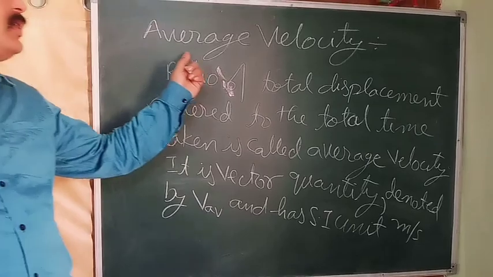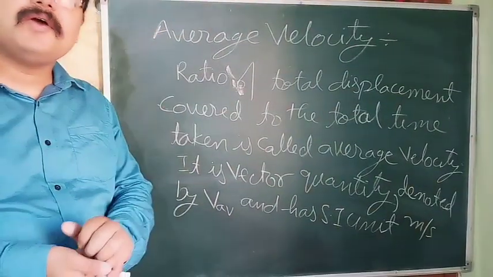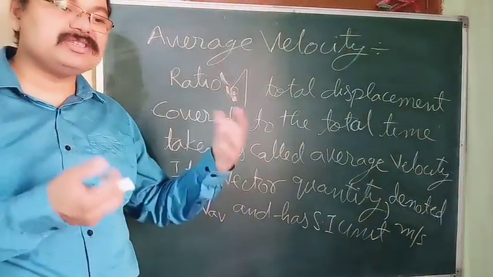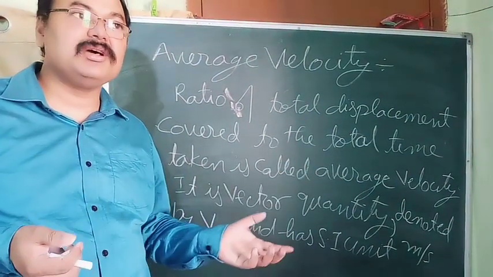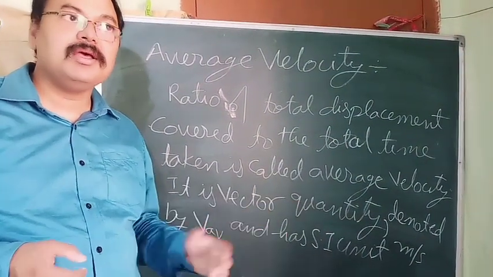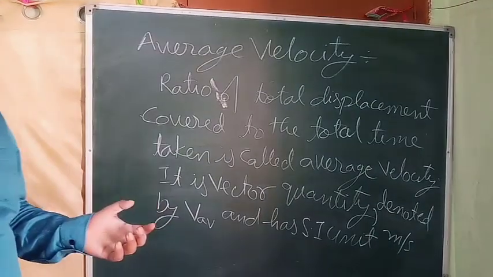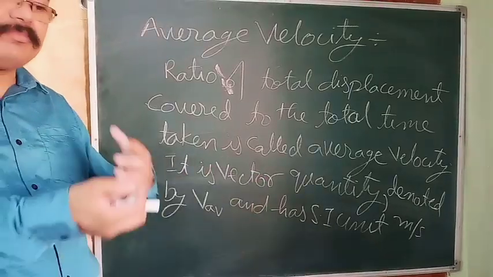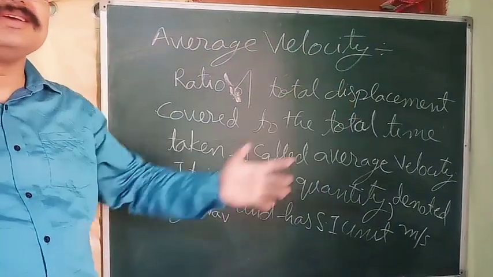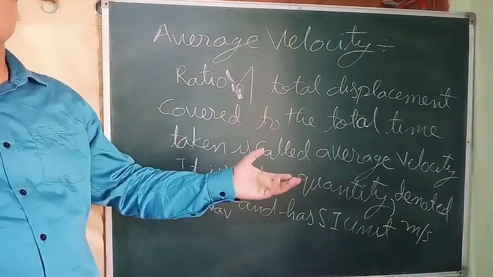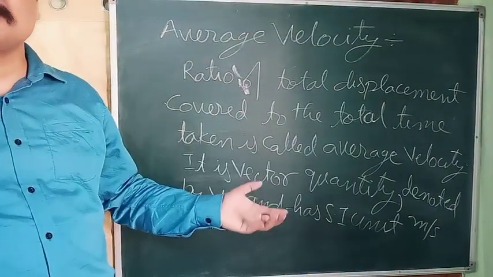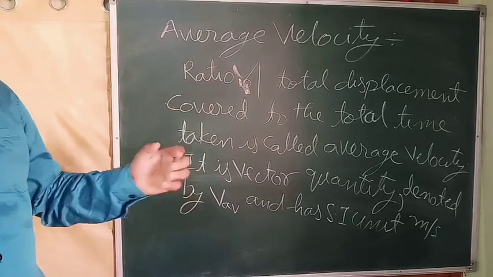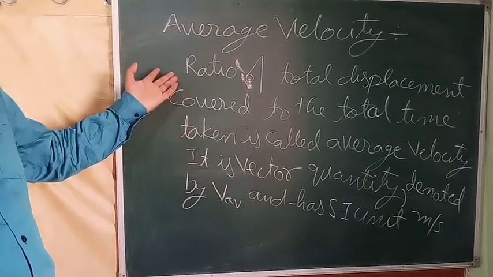Actually, see, we require average velocity when the body is not moving with constant velocity, and its velocity keeps on changing during the journey, during the motion. Then we find the average velocity, because we cannot record all the velocities and present a list if someone is asking with what velocity you have come over here, or with what velocity you are driving, or traveling. So we find the average velocity straight away. Now what is average velocity?